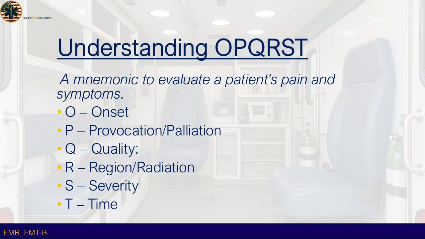We will begin this training by focusing on the OPQRST mnemonic, a key tool used by EMS professionals to assess a patient's symptoms and gather valuable information during a medical emergency. Throughout this section, we will break down each component of OPQRST: onset, provocation/palliation, quality, region/radiation, severity, and time, and explore the purpose and importance of each element in detail.